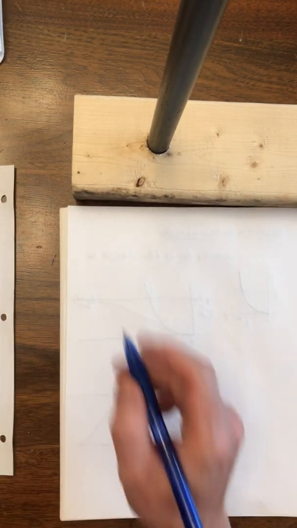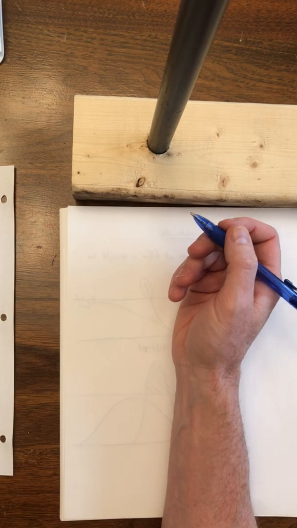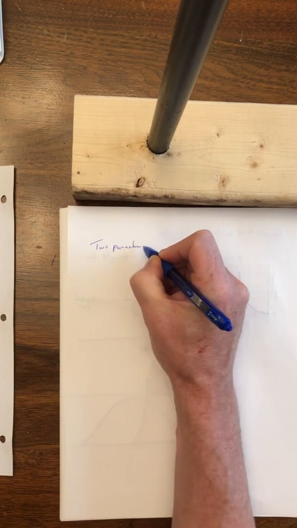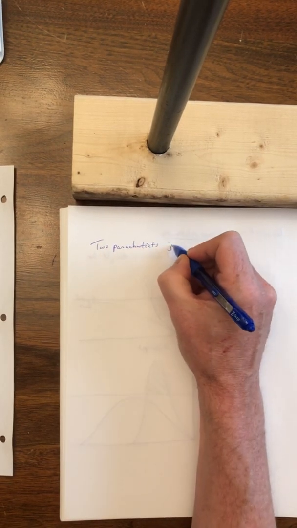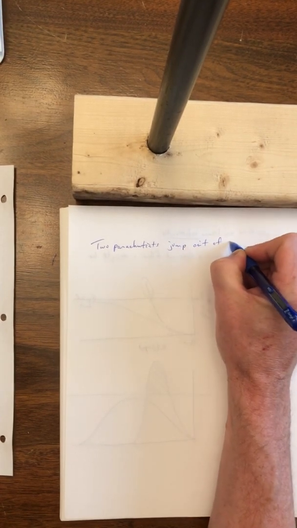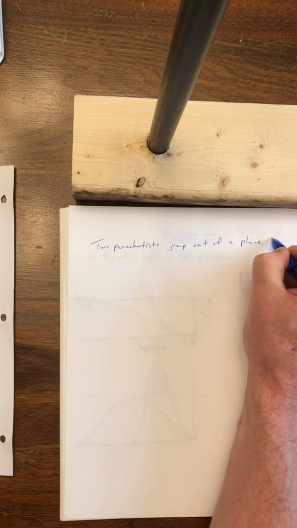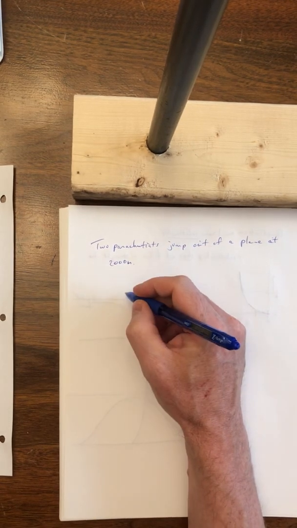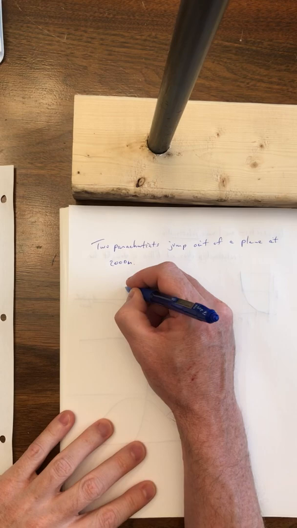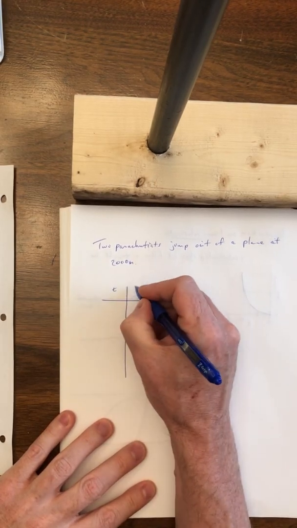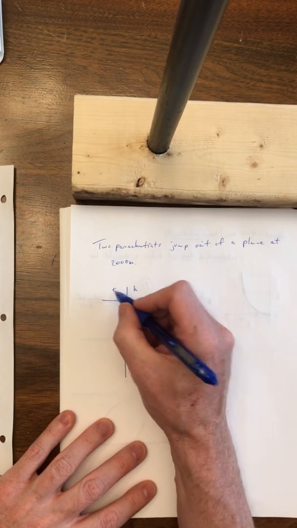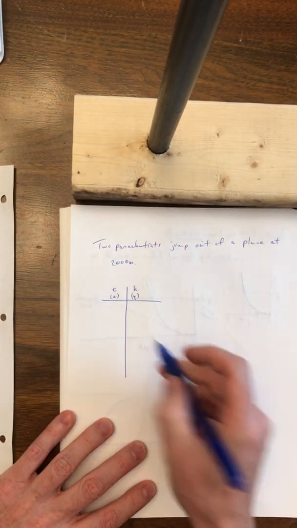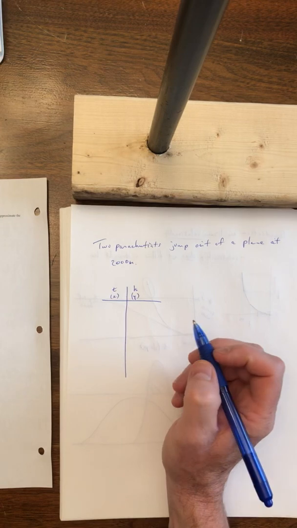So once again, another example here. Let's say two parachutists jump out of a plane at 2,000 meters. And these tables here record their time and their height. So we can change X and Y to other letters. And so here's the first parachutist.